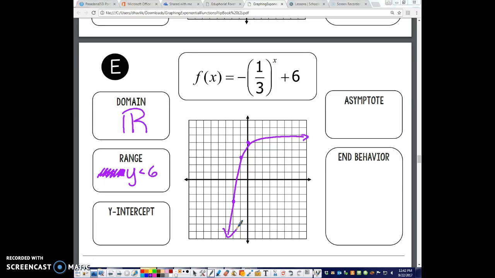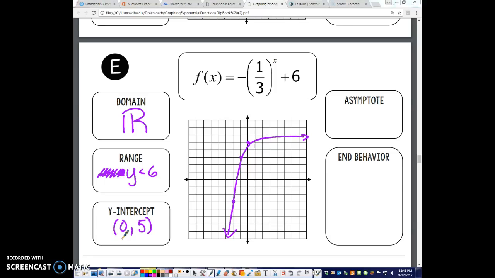Now, the y-intercept. So where does this line cross through the y-axis? Look at it. Count it. Where does it cross? 1, 2, 3, 4, 5. So that's at point 0, 5. I want it listed as a point. Do not list it to me as just a number. I want it as a point.